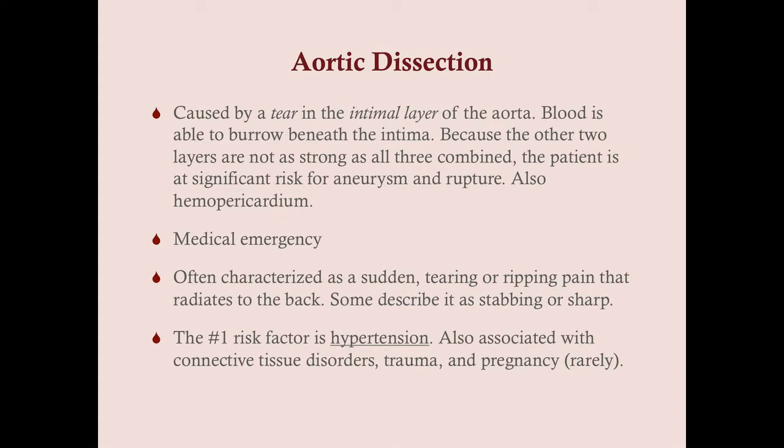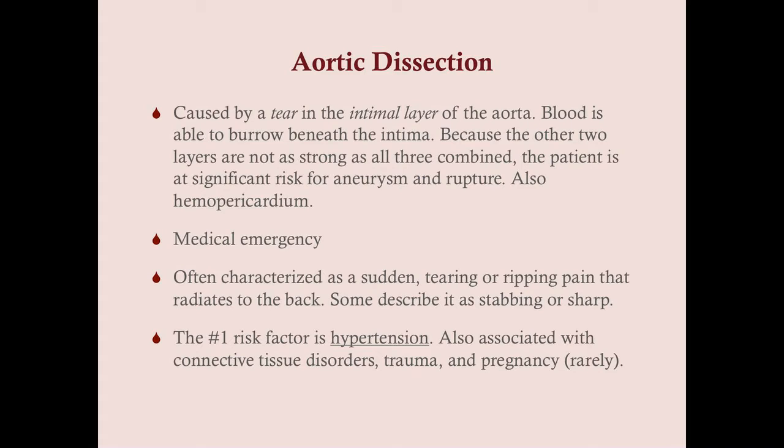So aortic dissection is caused by a tear in the intimal layer, the innermost layer of the aorta. And when I'm saying a tear, I don't mean tearing through, I mean tearing into. So what happens is that blood is burrowing underneath the intima. So it's getting between the intima and then the next deepest layer. The intima is your innermost layer in your aorta, and then there's another layer below that. And so blood is going not only above the intima, but below the intima.